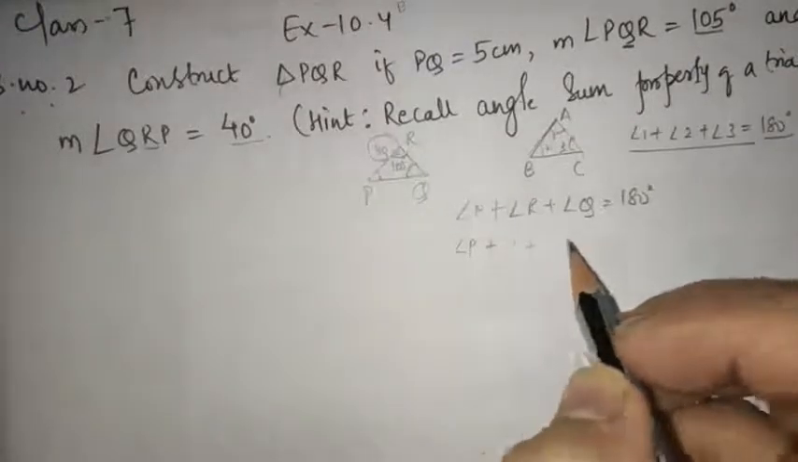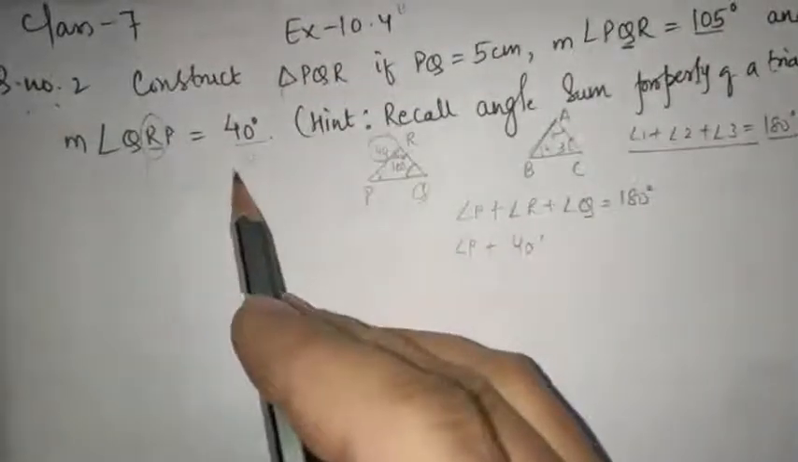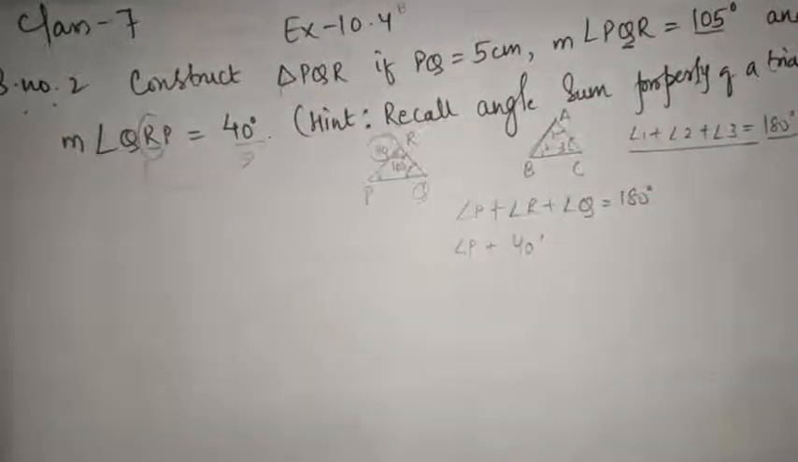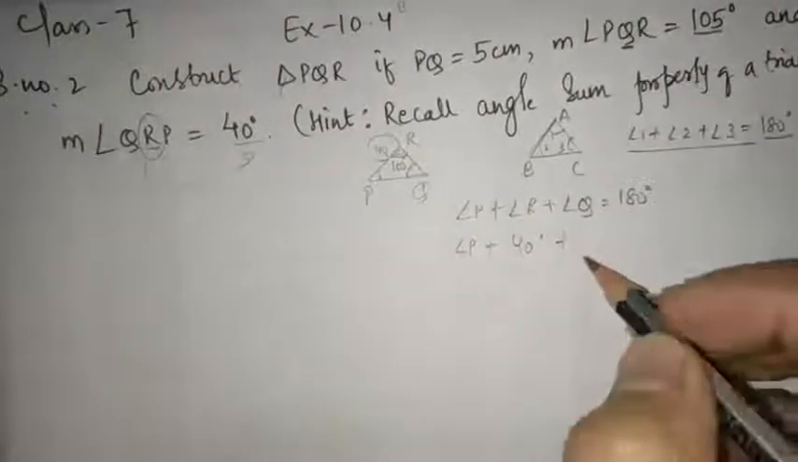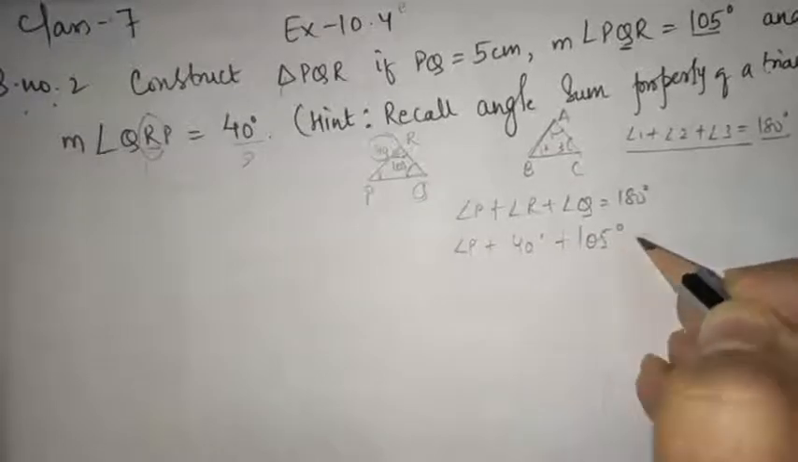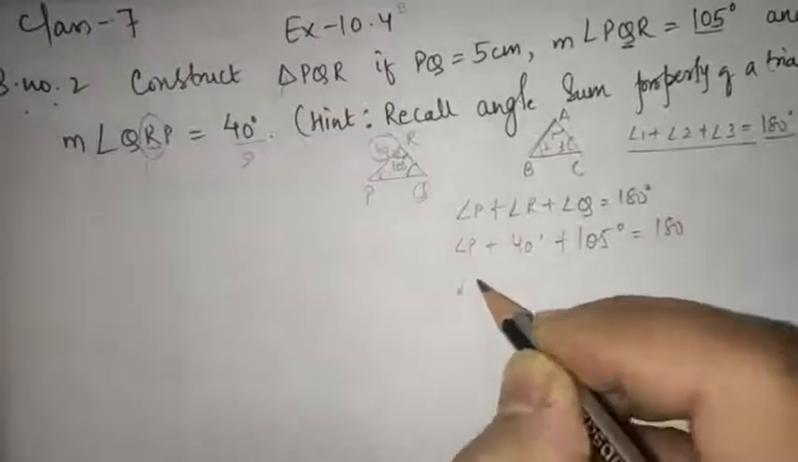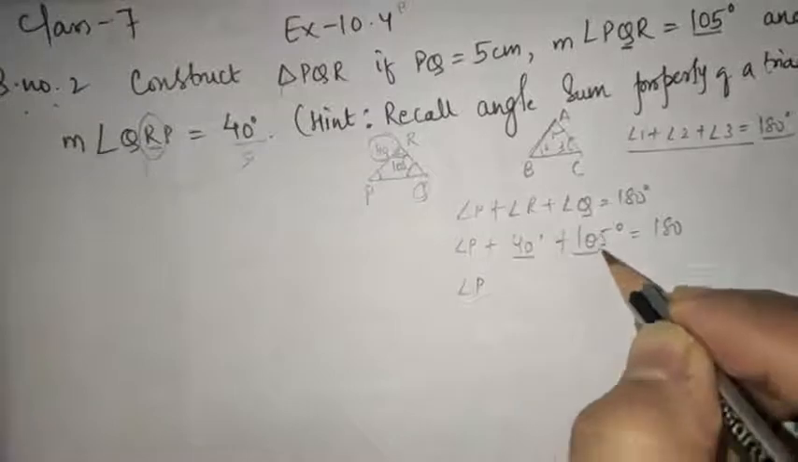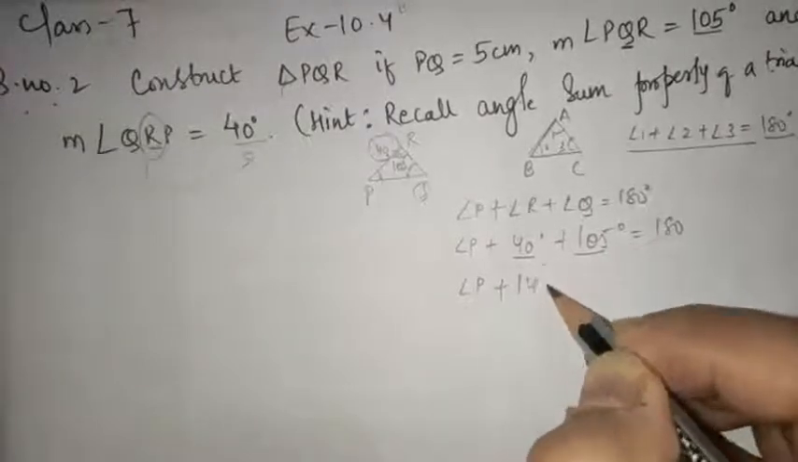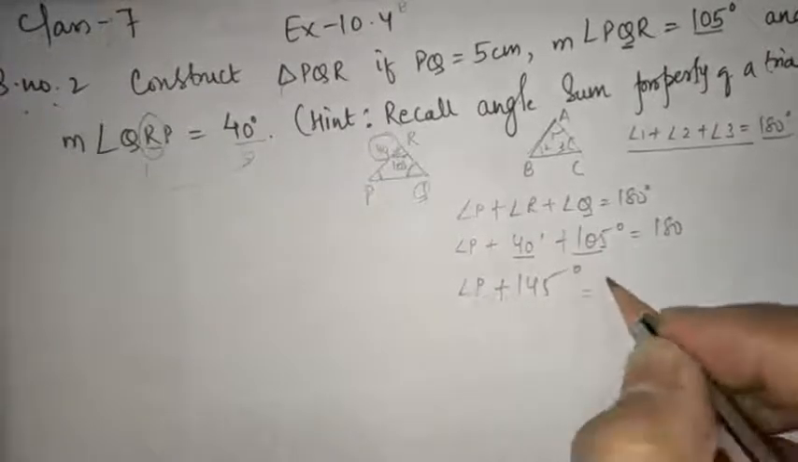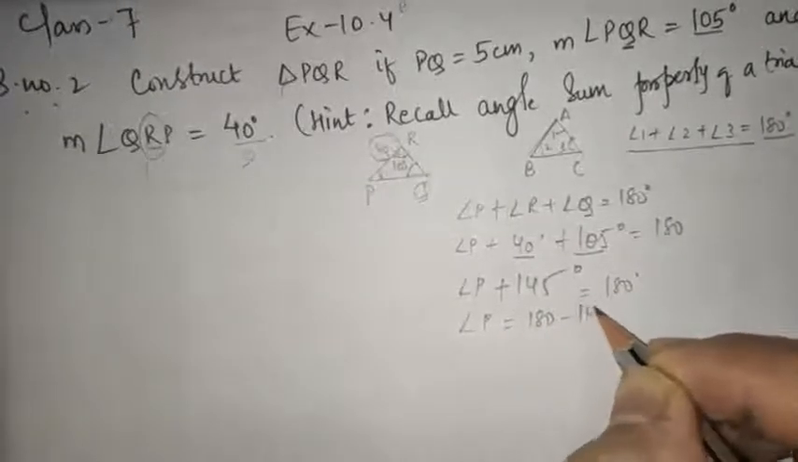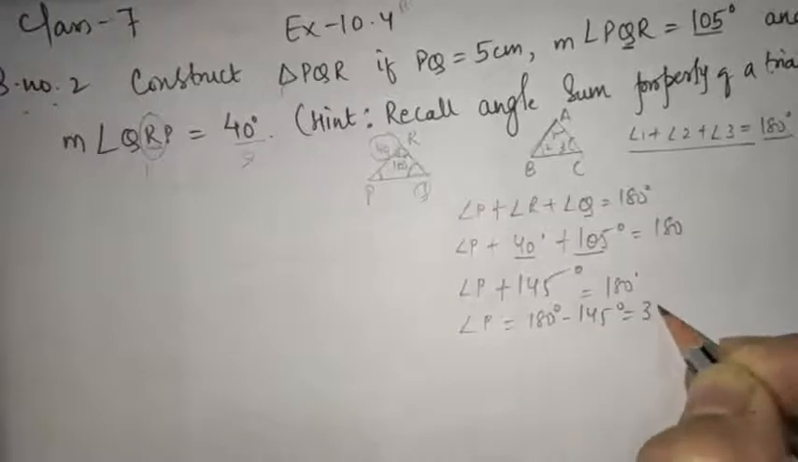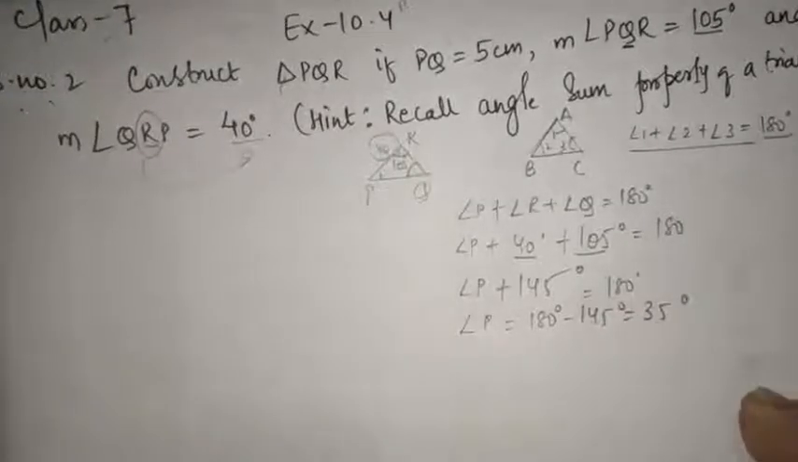Now angle R is given, which is 40 degree. Angle Q here is 105 degree. So now you can find angle P: 40 plus 105 is 145 degree, and the total is 180 degree. Angle P is equal to 180 minus 145 degree, which is actually 35 degree, right? So we got angle P.